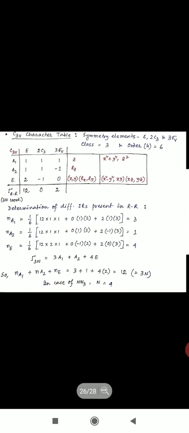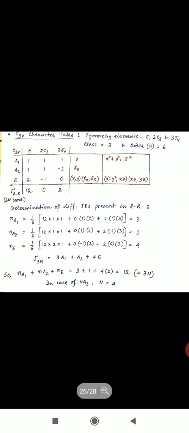So in this way we have completed mainly the C2V character table as well as the C3V character table, their translational, rotational and vibrational modes, and we have also determined the different irreducible representations which are present in the reducible representations, and finally the vibrational modes which are IR and Raman active. So we have finished our group theory portion.